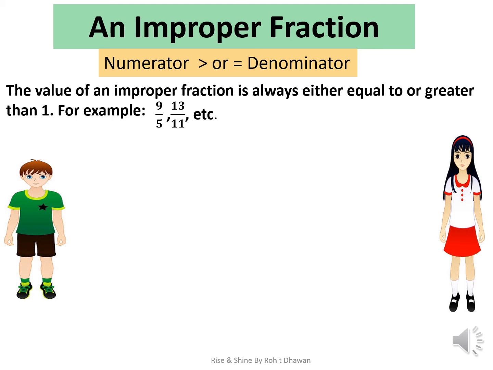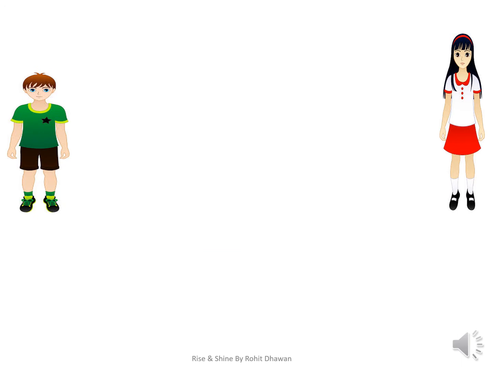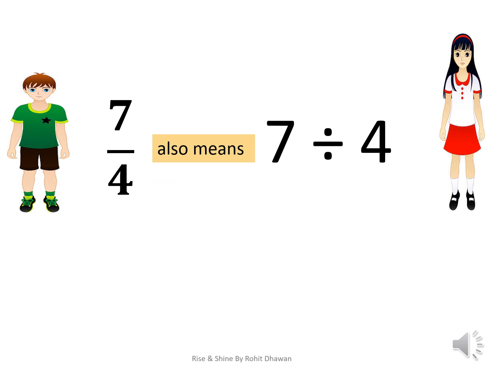In order to make him understand the concept of converting an improper fraction into a mixed fraction, Rishita asked Rohan to take an example of an improper fraction. Rohan took 7 by 4. My dear students, please note, in fraction 7 by 4, 7 is the numerator and 4 is the denominator. Also, the numerator 7 is greater than denominator 4. So yes, Rohan is correct. We can call it an improper fraction. Please note, the fraction 7 by 4 also means 7 divided by 4.